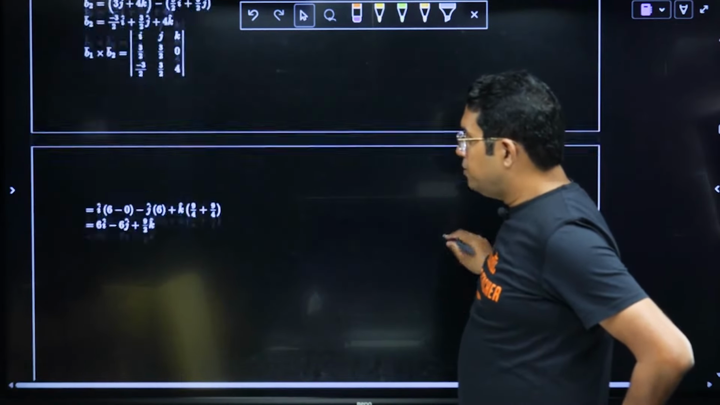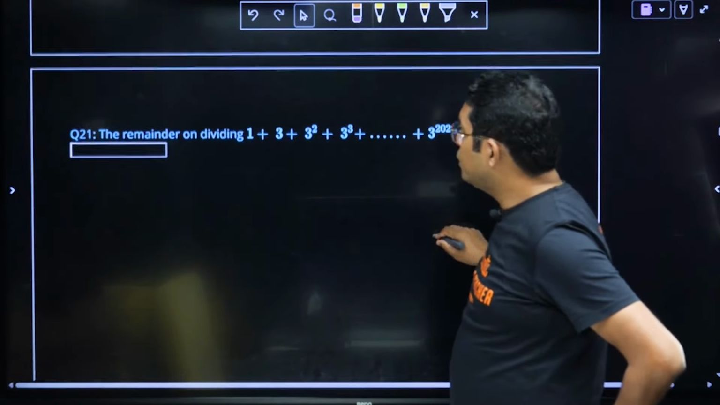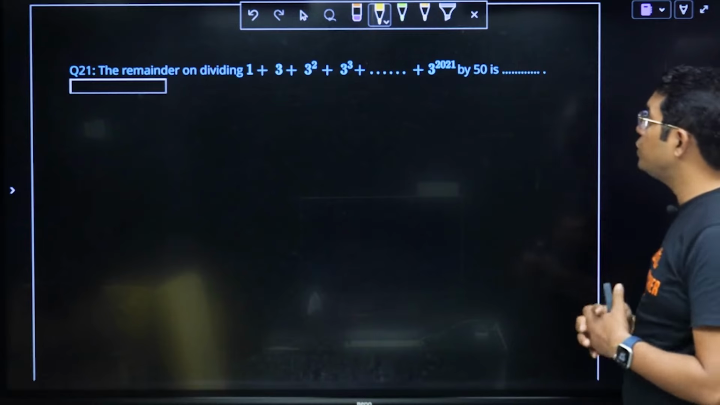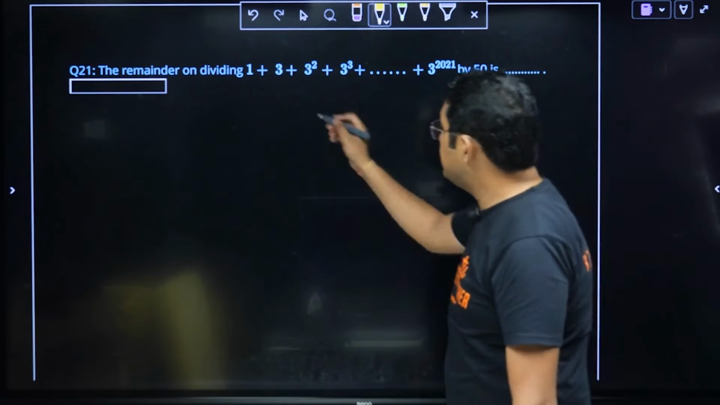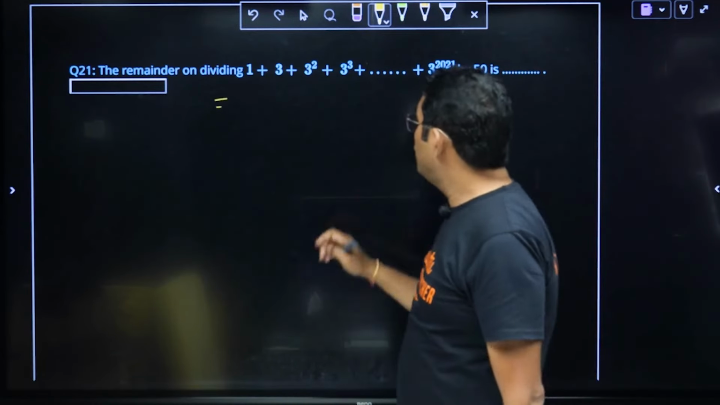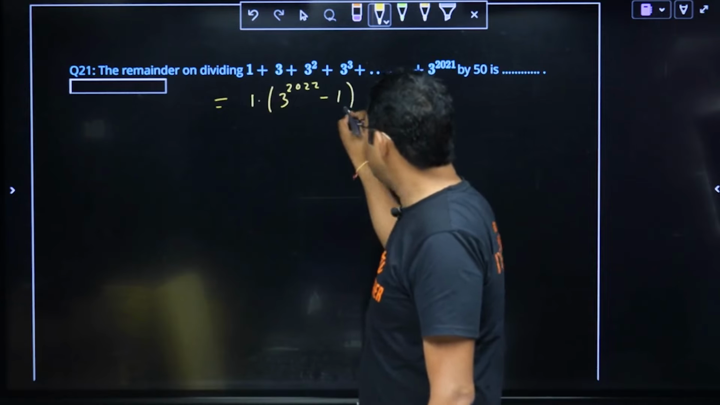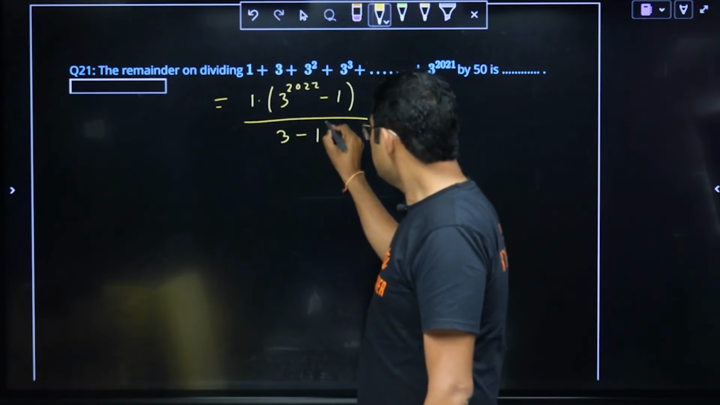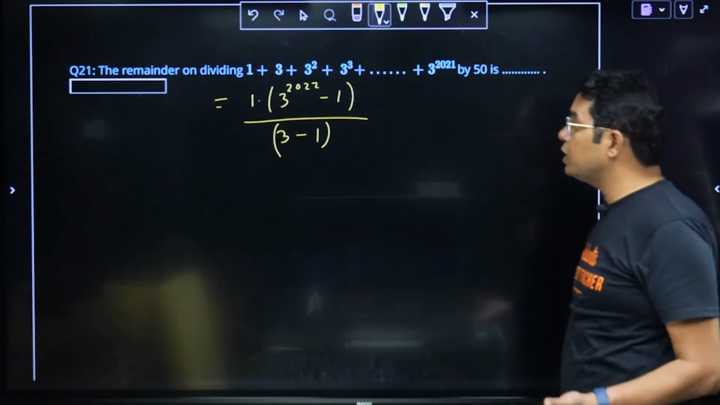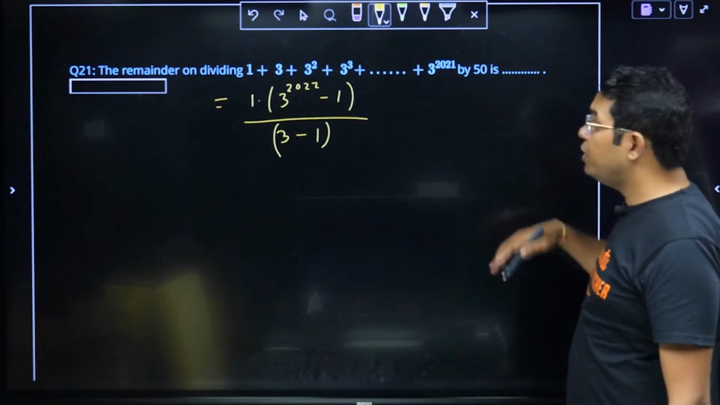Coming to the next question, number 21, I think first integer answer. The remainder on dividing 1 plus 3 up to 3 power 2021 by 50. I think this is just a GP whose number of terms is 2022. It will be first term 1, r power n, that is 3 power 2022 minus 1 upon 3 minus 1, the sum of 2022 terms of a GP. And we have to divide it by 50.